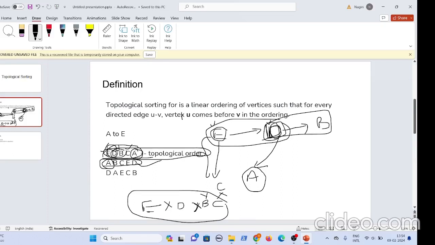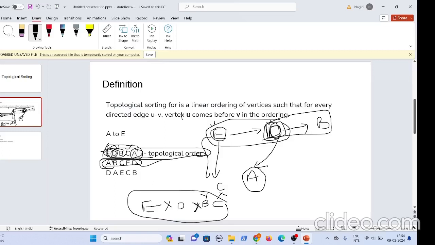And why is it actually required? Topological sorting is actually required in so many real world applications. Now let us say a person is doing some PhD. So there should be a criteria, like even if you see in the applications you will have criteria, right?